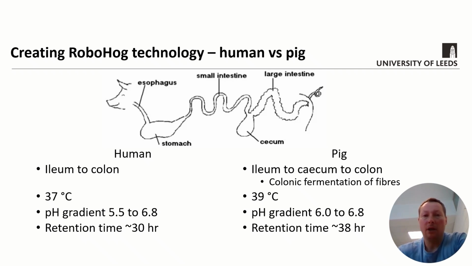But one of the key similarities is that both of these systems, in the pig and the human, are completely anaerobic, so they don't have any oxygen in them at all. And that really speaks to the microbes that live in these different intestinal tracts, which are mostly anaerobic or facultative anaerobes. So they either can survive with or without oxygen, facultative anaerobes, or they're strict anaerobes and they really can't survive in the presence of oxygen. So this was another consideration when we were designing our model.